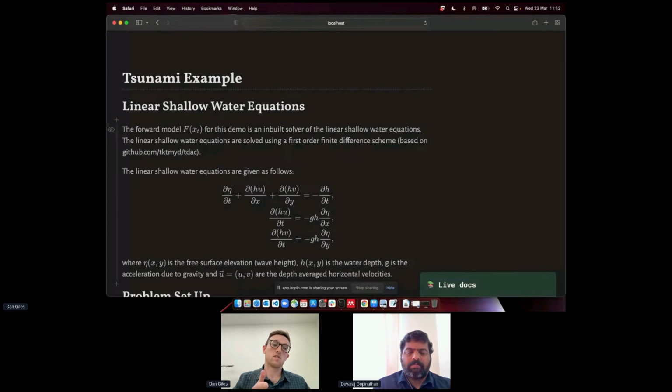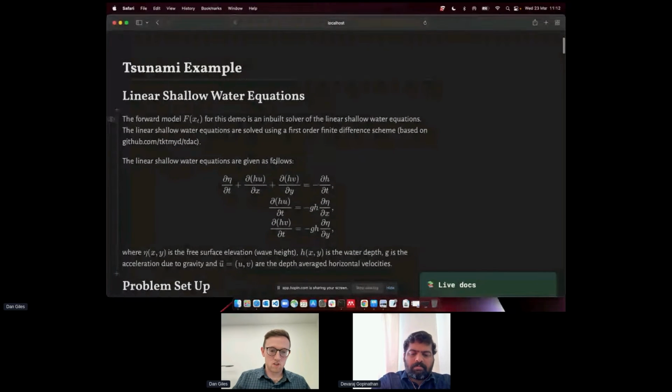It essentially solves the linear shallow water equations, which form the forward model f of x of t. It's inbuilt within the platform itself, so it allows you to play around with the different particle proposals and so on. It solves the linear shallow water equations using a first order finite difference scheme, and it's based on a code base already on GitHub. It should be qualified here that this kind of technique would not be sufficient in an actual real world tsunami simulation, but nevertheless, it's a good toy example.